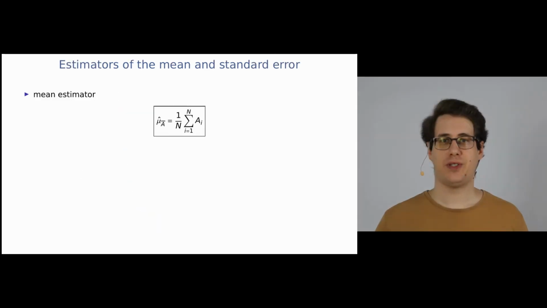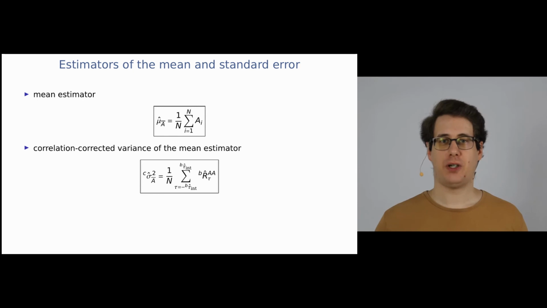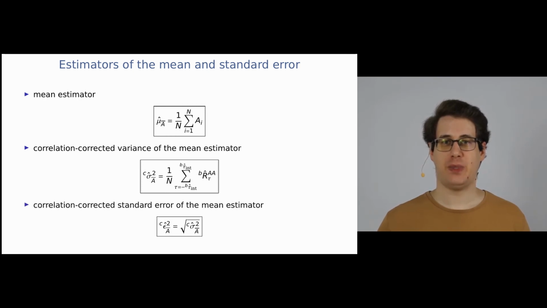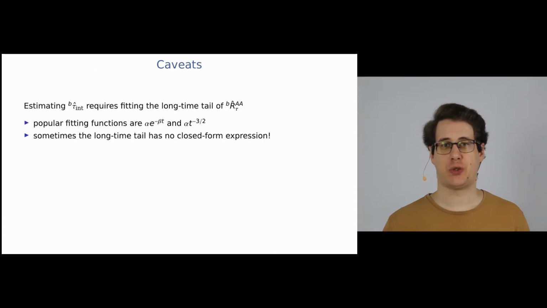You can reuse the estimator of the mean, but now the correlation-corrected variance of the mean estimator has a different formula. You still have this 1 over n prefactor, but you are now integrating the autocorrelation function between minus tau int and plus tau int. The standard error of the mean is again the square root of that. Estimating tau int is not trivial.